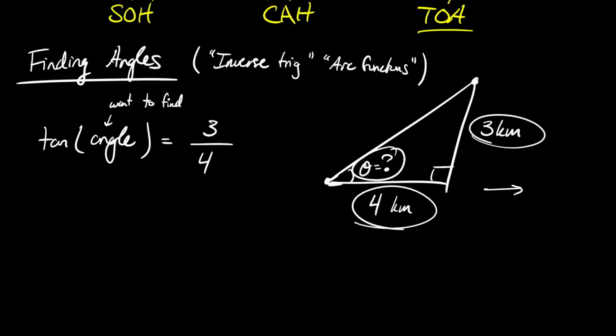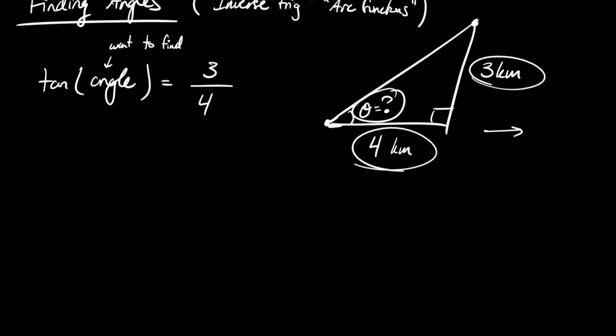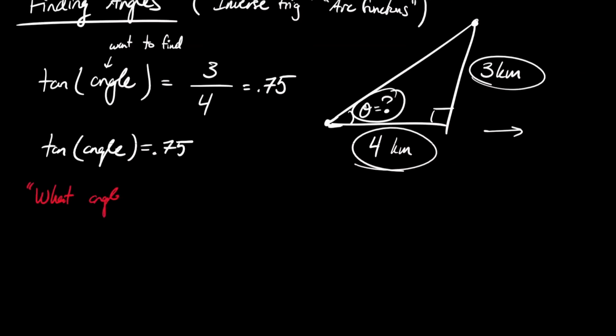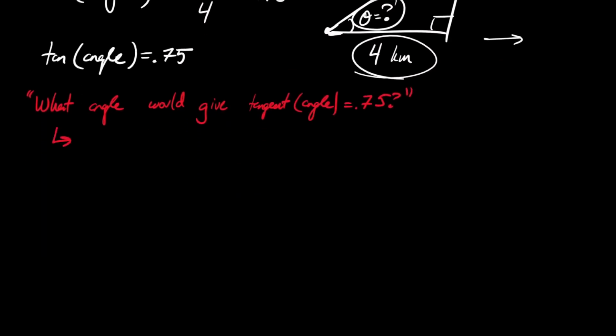So the question becomes this. So this is equal to 0.75. The question becomes, what angle would give me tangent of the angle equals 0.75? I sure wish I knew that. And fortunately, your calculator also has this information stored in a table.